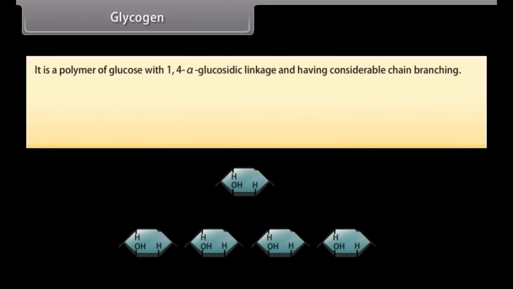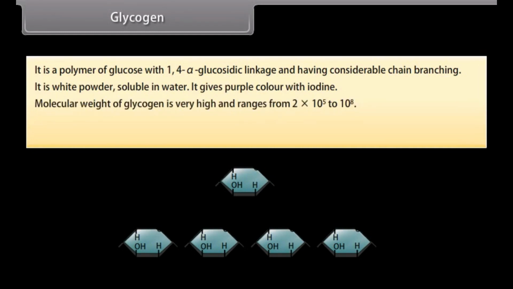It is a polymer of glucose with 1,4-alpha-glucosidic linkage and having considerable chain branching. It is a white powder, soluble in water. It gives a purple color with iodine. The molecular weight of glycogen is very high and ranges from 2 times 10 to the power 5 to 10 to the power 8.